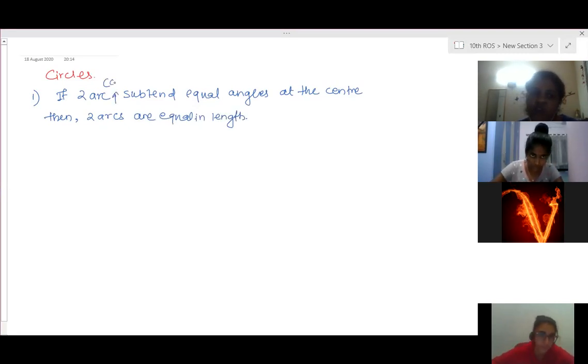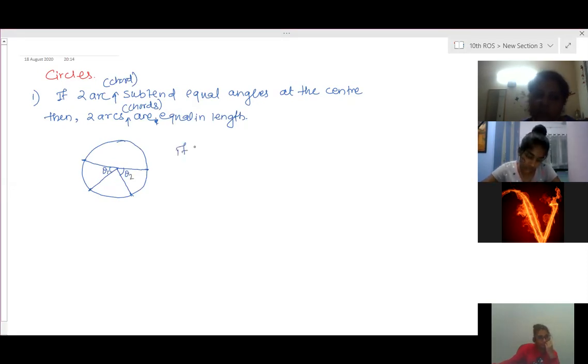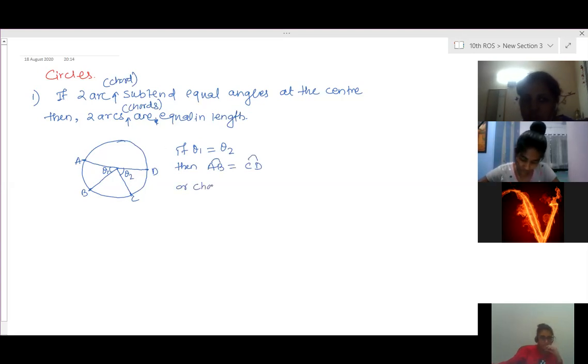Same thing happens if, instead of arc, you take a chord: the two chords are also equal. So if you take a circle, in that this arc and this arc subtend equal angles at the center. The angle made by them at the center, this is theta 1 and this is theta 2. So if theta 1 is equal to theta 2, then arc AB and arc CD are equal. Or chords: chord AB is equal to chord CD. If you join these two endpoints, then this is chord CD and this is chord AB. They will be equal to each other.